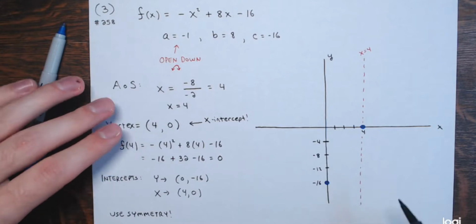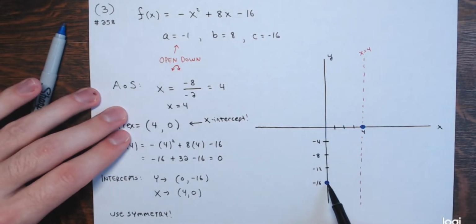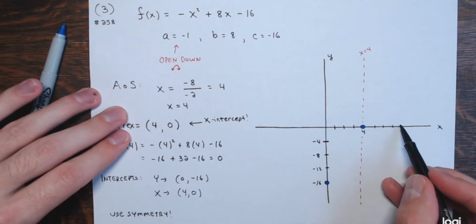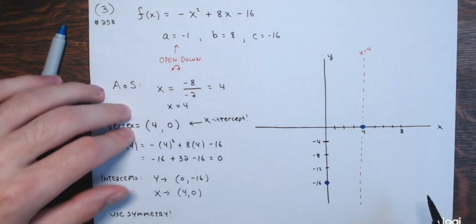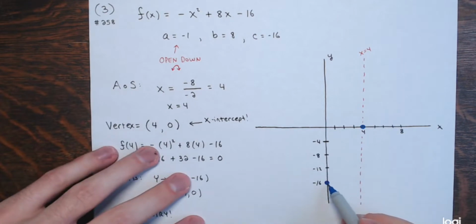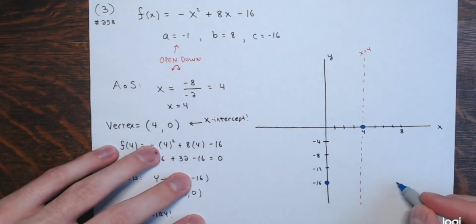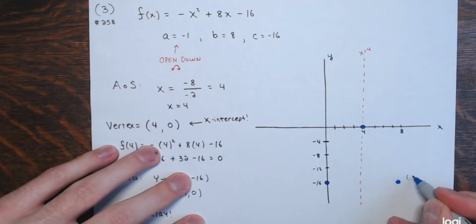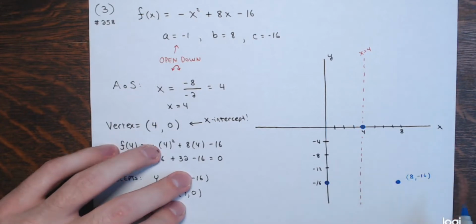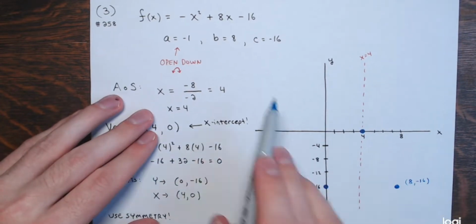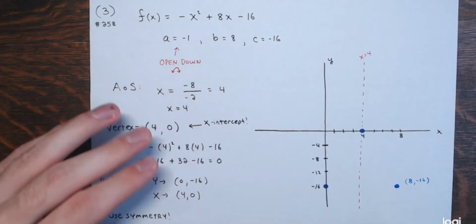Use the symmetry here. The y-intercept is 4 units to the left of the axis of symmetry. So then I go 4 units to the right, to where x equals 8, and I get another point on the graph. So you have (0, -16), and then on the other side of the axis of symmetry, reflecting across, you'd have the ordered pair (8, -16). I leave it to you to check that. Plug in 8 for x, and you'll see the output will be -16.